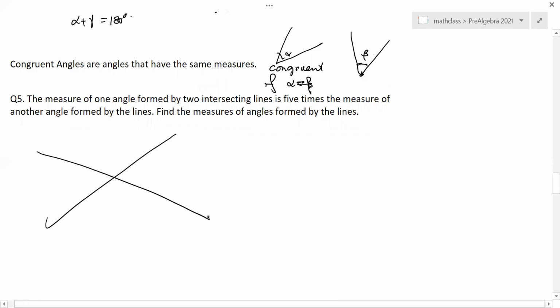That's one angle formed by two lines, which is 5 times another angle. There are only two types of angles here, and we already know that the opposite angles must be equal. So we use that fact. Given alpha equals 5 times beta, we want to find alpha and beta.